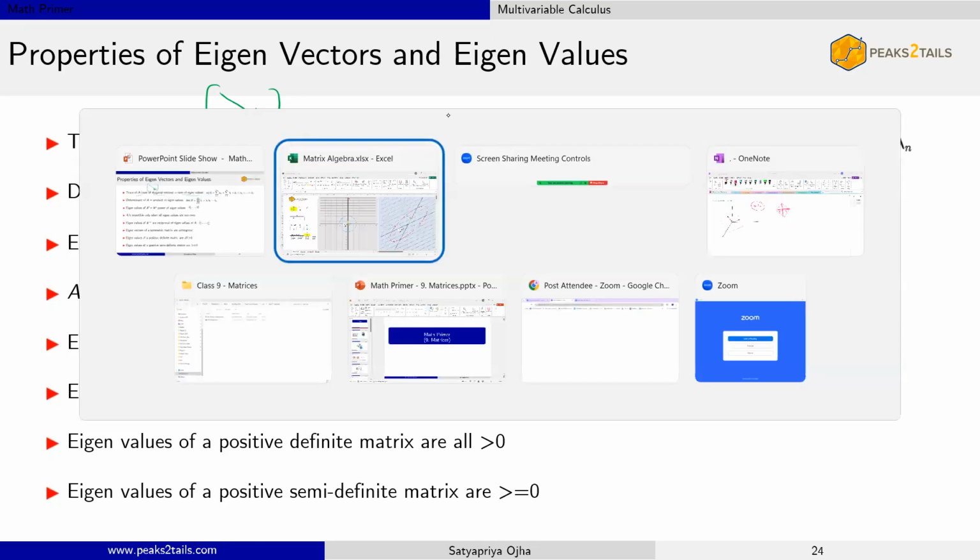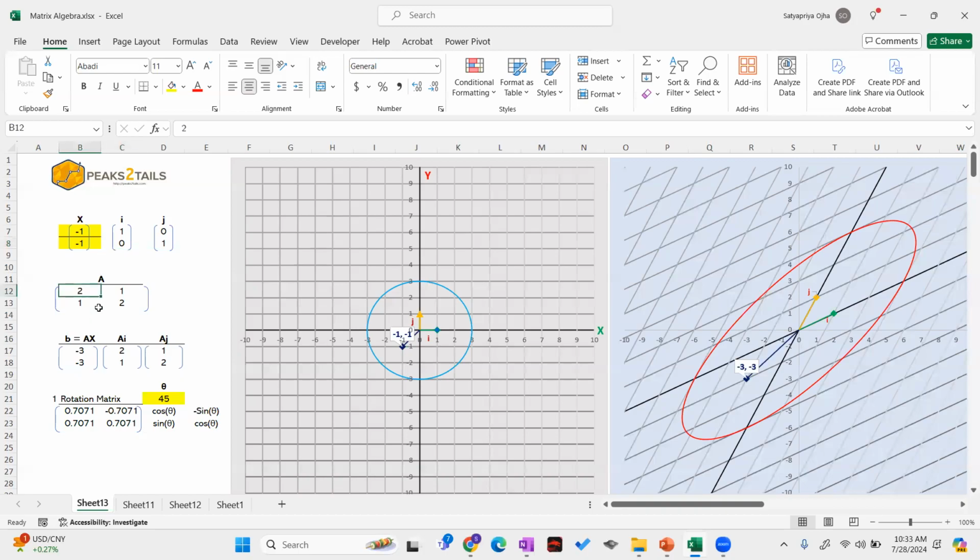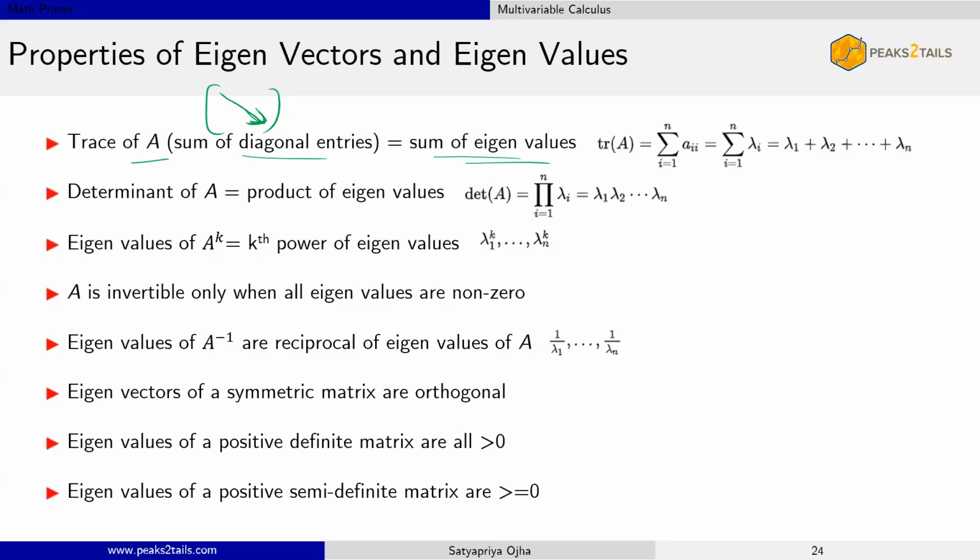That is really powerful. Is it true? Let's see. The matrix we have here, what is the trace of this matrix, guys? The trace of this matrix is 4. What are the eigenvalues we computed? 1 and 3. 1 plus 3 is 4. That's the theorem. Trace is the sum of eigenvalues.